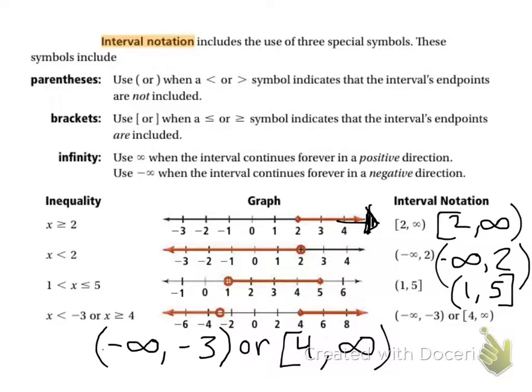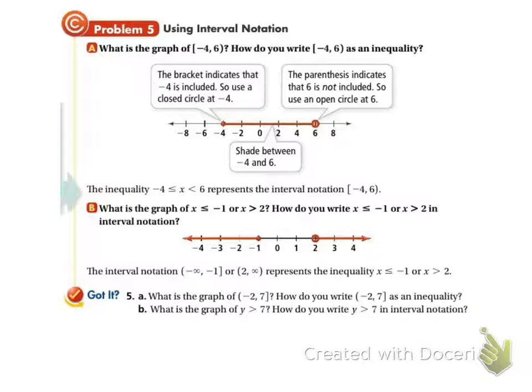Okay, let's give it a shot. Let's look at our got it problem here. What is the graph of parenthesis negative 2, comma 7, square bracket? So I can first of all say negative 2 and 7, right? I need those. Since I have a parenthesis with a negative 2, that means I have an open circle. Since I have a square bracket with a 7, that means I have a closed circle. And then I connect them.